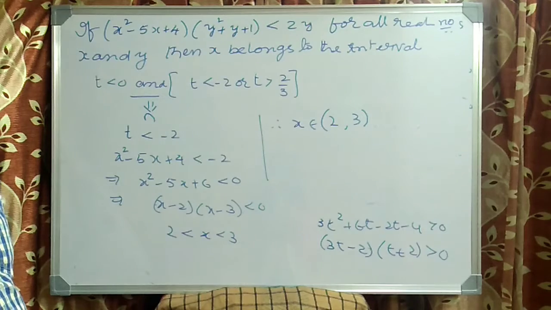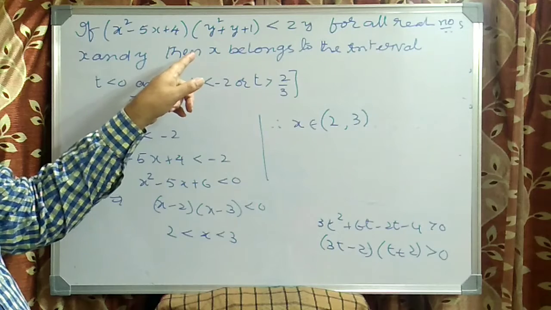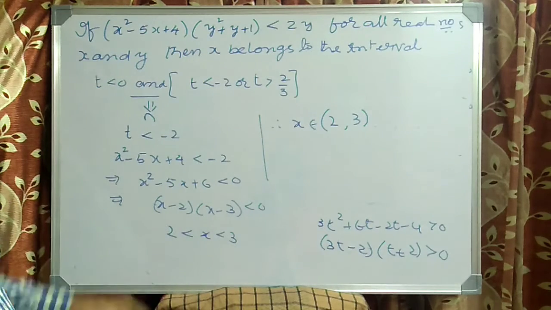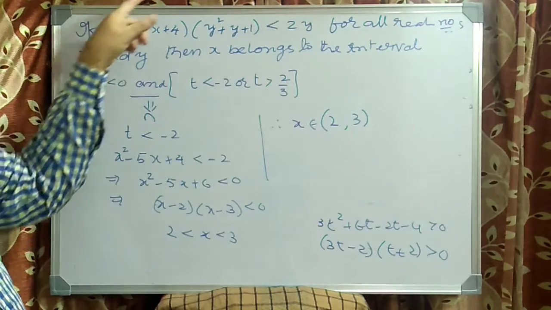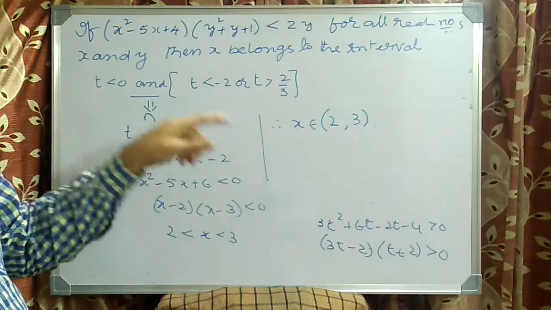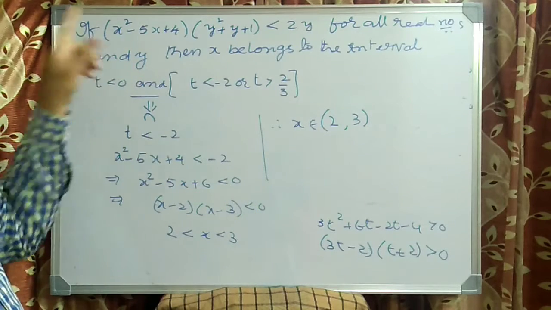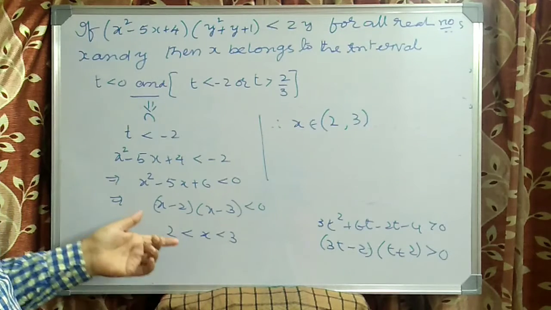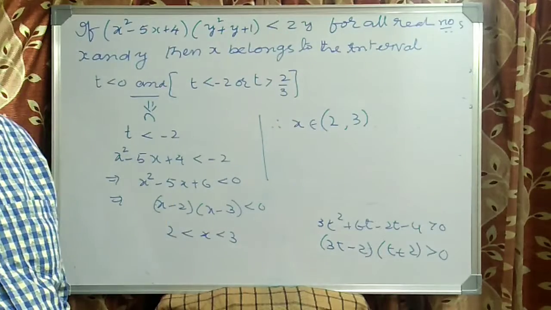You should understand that the question asked was about x, not y. So keeping the x terms as t, I have simplified the total expression in terms of y and then found the range of t, and then in place of t I have substituted x square minus 5x plus 4 to get the range of x which satisfies the given condition.